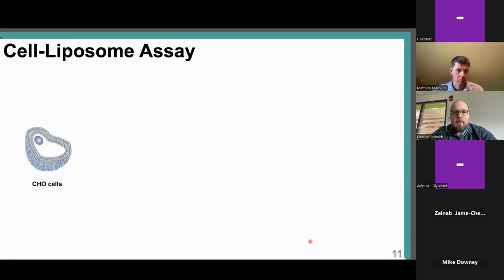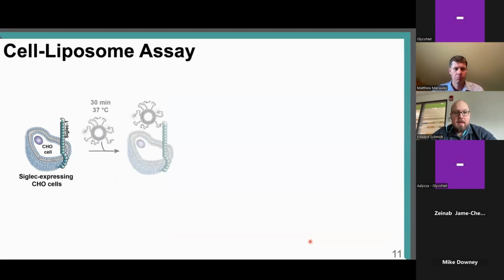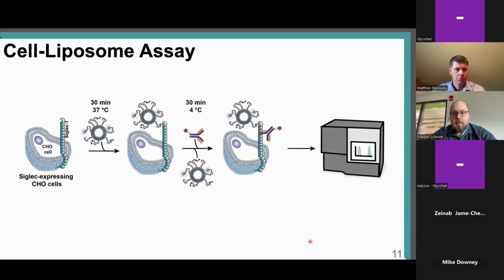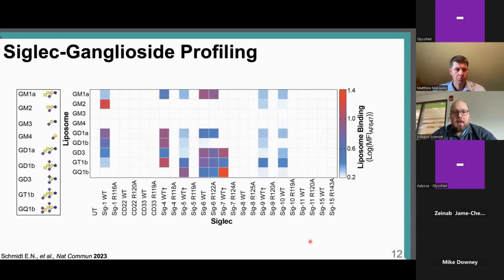So using this platform in combination with a new panel of Chinese hamster ovary cells, which we engineered to overexpress Siglecs in their membrane, now we have the Siglec in its natural environment, as well as the glycolipid in its natural environment. We could then mix our cells with our fluorescently labeled liposomes, and we can stain with an antibody to make sure that we're gating on cells that have the Siglec and measure the binding through flow cytometry. And using this approach, we screened the entire human Siglec family against a panel of 9 commercially available glycolipids. And we found some cool things.